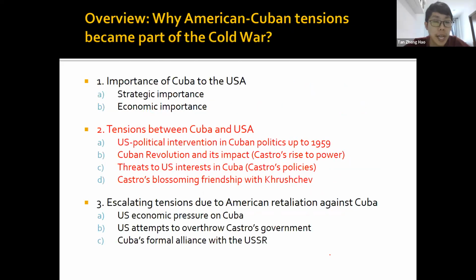So the second reason that caused a lot of tension between America and Cuba is the event called the Cuban Revolution. There was this big revolution going on, and it created a lot of tension. It made the relationship between the US and Cuba much worse, largely because of this revolution and because of this guy called Fidel Castro. So let's explore this ABCD together.